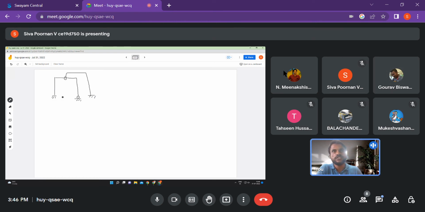Can someone find out what is the static indeterminacy of the structure? This is an internal hinge. Internal hinge means that... so okay, what can I do? What is it? You want to know what an internal hinge is?